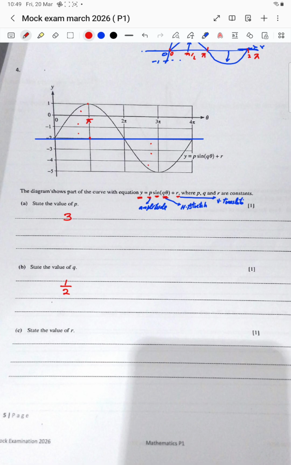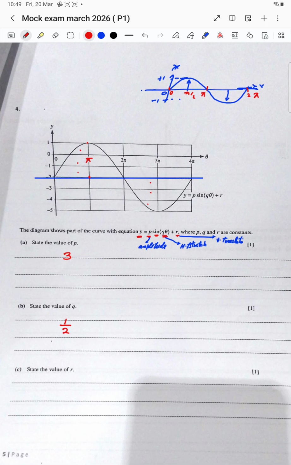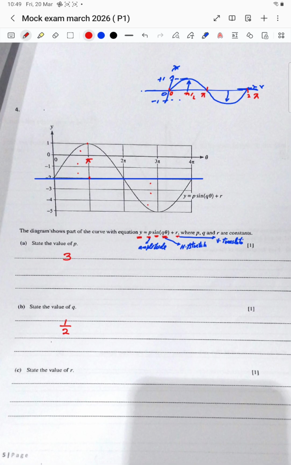Okay, now r is the value of the vertical translation. Now you can see what the vertical translation is here. Originally it starts from 0, but here it is 2 units down from 0. So a downward vertical translation has taken place. So you can write r is equal to -2, because it's downward.